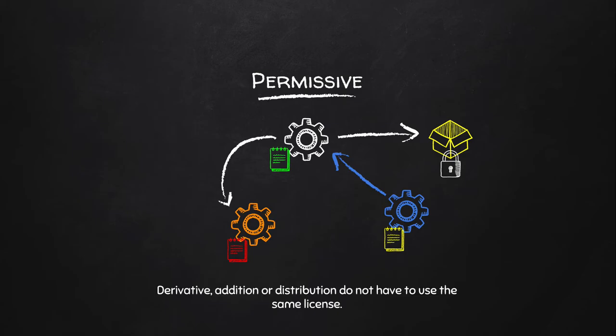So permissive licenses say that derivatives, additions, distributions don't have to use the same exact license. They don't even have to use an open source license. But what all permissive licenses pretty much say is you have to provide attribution still. So it protects you so the world knows you created this amazing thing.